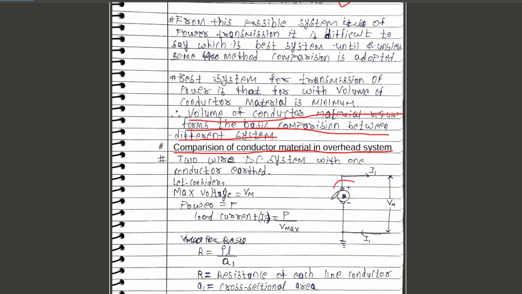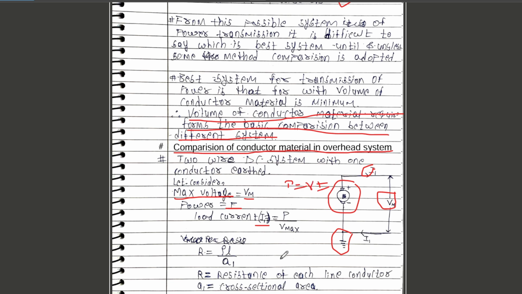So this is a DC system. This is the current I1, this is the voltage, and this is the system earthed. Let's consider the maximum voltage supplied to the system is Vm. Then the power will be P. So the load current I1 will be P by Vmax. We know P is equal to voltage into current, so current will be power by voltage.